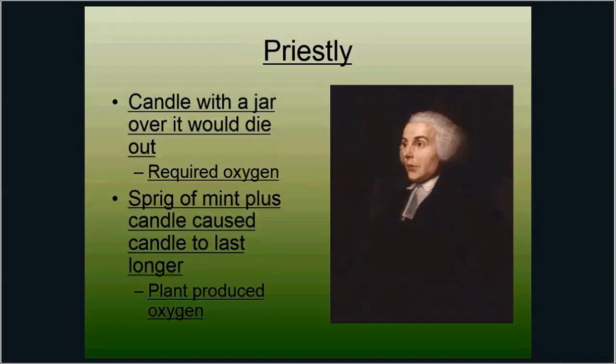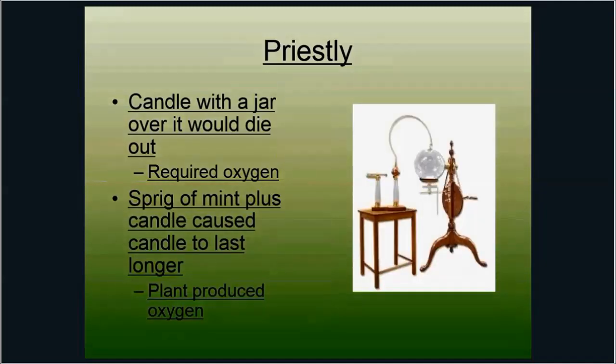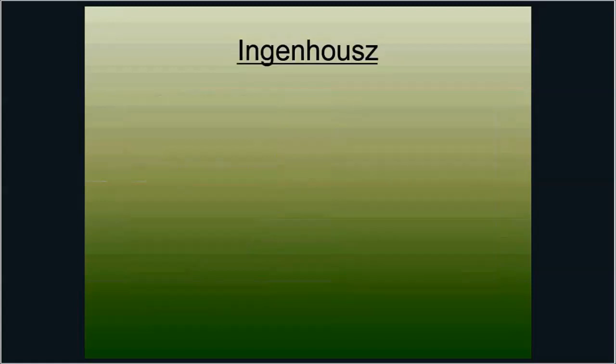That is because the mint sprig produced oxygen. Oxygen is a byproduct of photosynthesis. So Priestley discovered that plants produced a gas that the flame required to stay lit, which happens to be oxygen. This is his experiment right now, of the jars he put over the candle and the flame, and then once he added the mint sprig, it lasted longer.